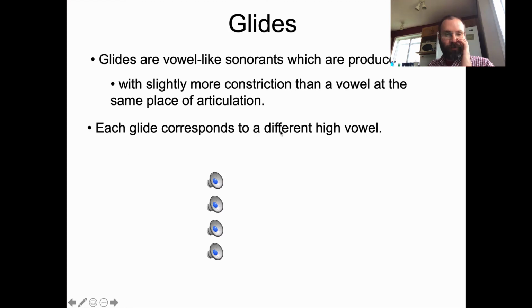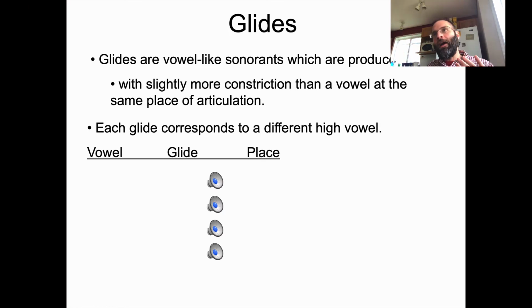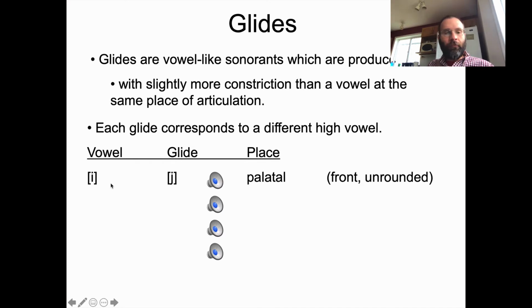Each glide is going to correspond to a different high vowel. So you can describe them as either vowels on the one hand or consonants on the other. Take the vowel E, it corresponds to the glide yod. This is Peter Ladefoged saying Yeah. Yeah. Maybe I can make that louder. Yeah. So if it's a vowel, it's a high vowel. All these are going to be high vowels, but it's front and unrounded. And since it's high and front and not rounded, it qualifies as a palatal glide.